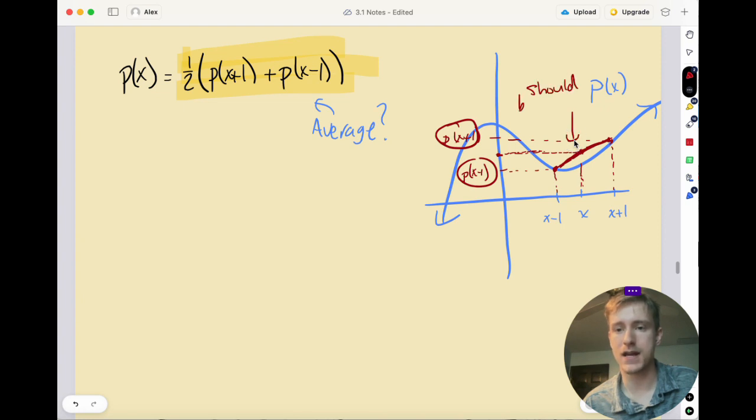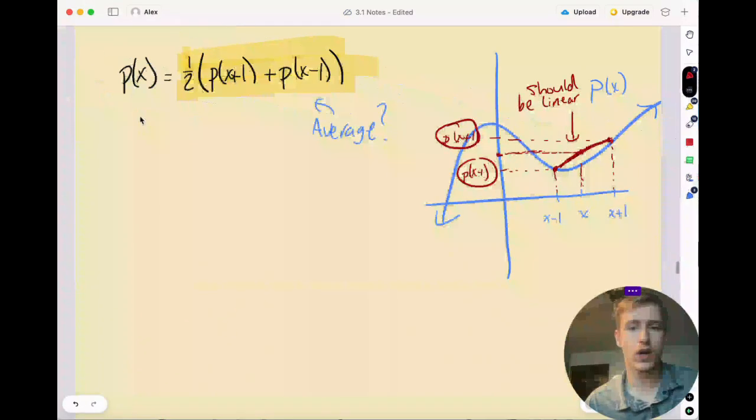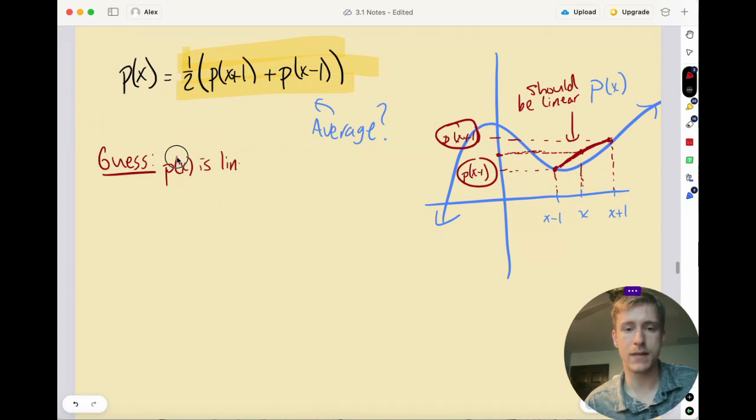And that gives us our indication of what p of x should be. Okay, so we're going to go ahead and guess that p of x is linear. And of course, this isn't a proof. The proof that p of x is linear is actually very easy.